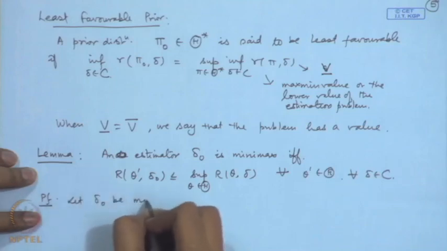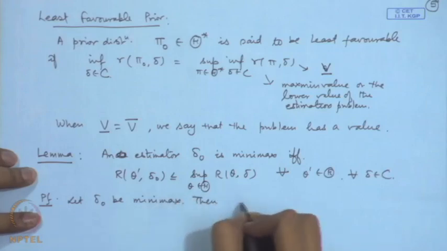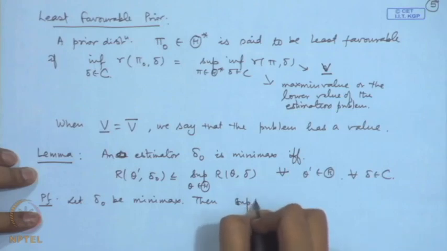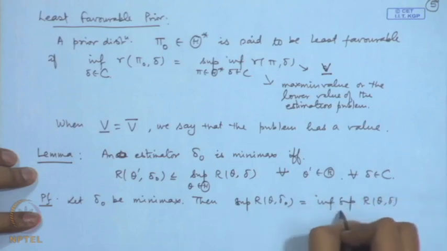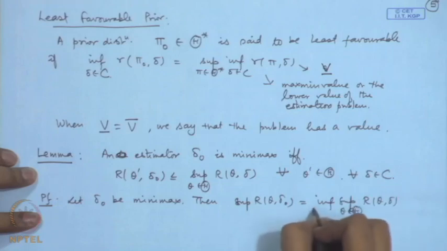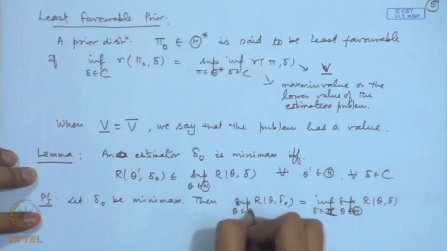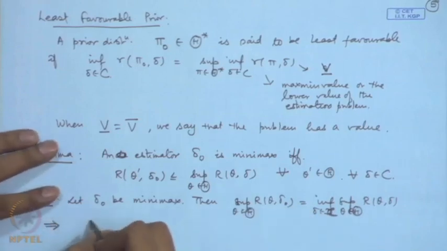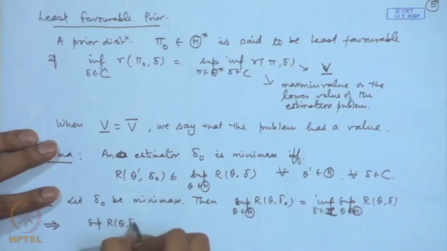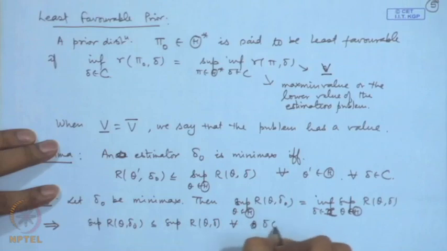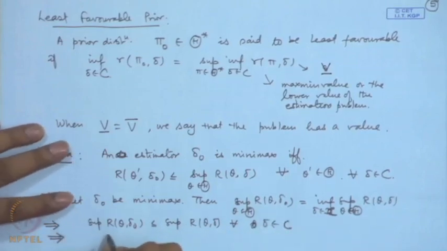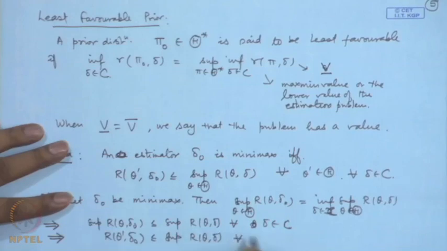Let delta naught be minimax. Then the supremum of r(theta, delta naught) is equal to the infimum supremum of r(theta, delta). Now, this implies that the supremum of r(theta, delta naught) is less than or equal to the supremum of r(theta, delta) for all delta belonging to C. Now, this implies that r(theta prime, delta naught) is less than or equal to the supremum of r(theta, delta) for all theta prime belonging to Theta and for all delta belonging to C.